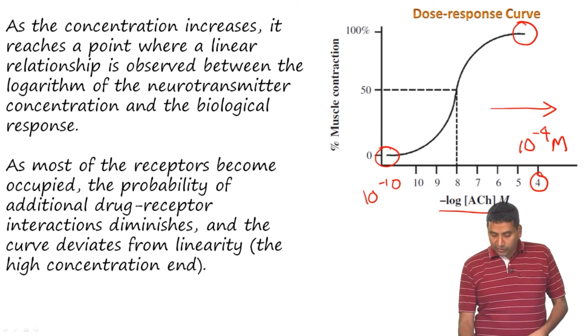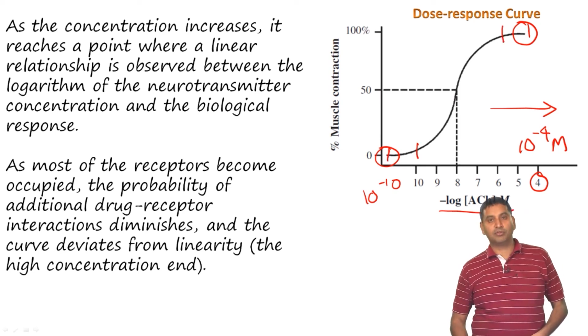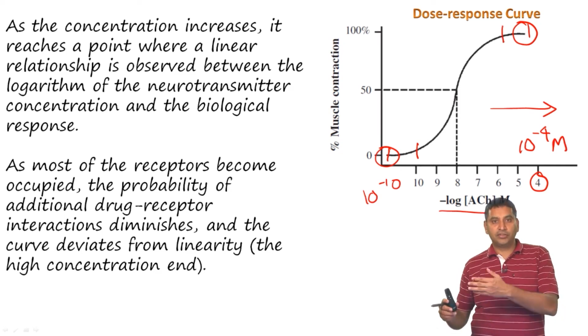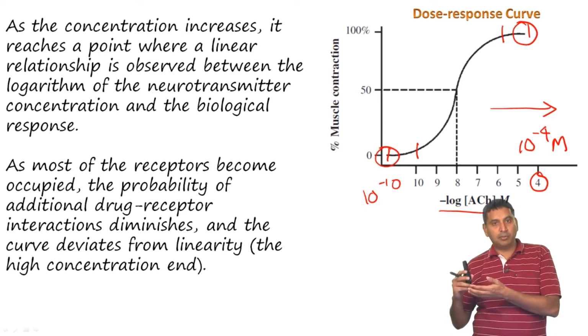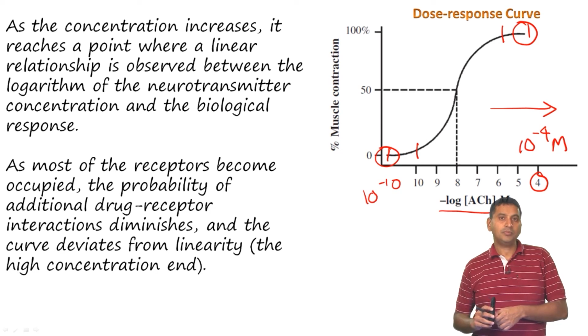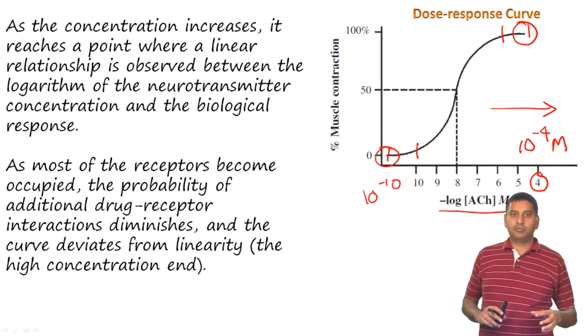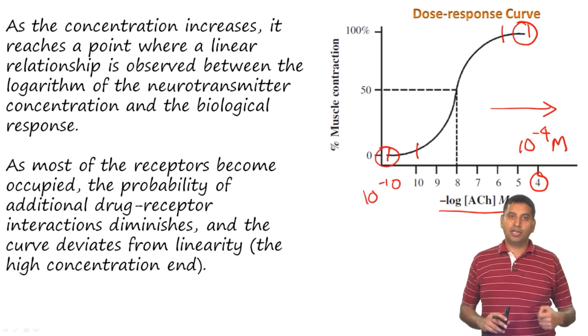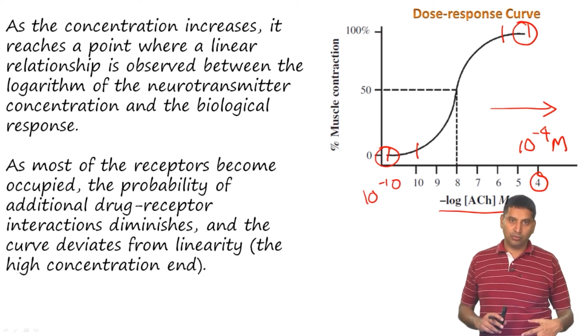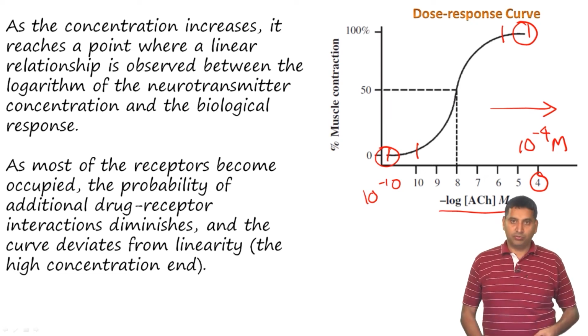And you see that there is a region where there is not much of an effect, and then after it goes up, there is not much of an effect beyond a particular concentration. So, it is likely that at this top concentration, all the receptor sites are pretty much saturated, and therefore, no further muscle contraction is possible. Now, as most of the receptors become occupied, the probability of additional drug receptor interactions goes down, and the curve deviates from linearity, and you get a sigmoidal curve.